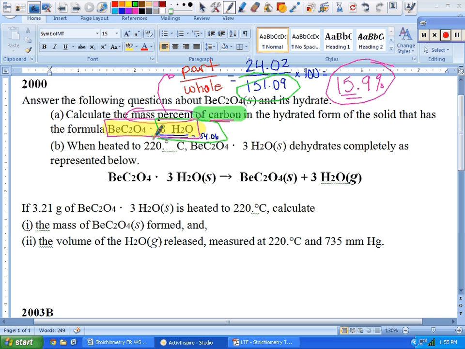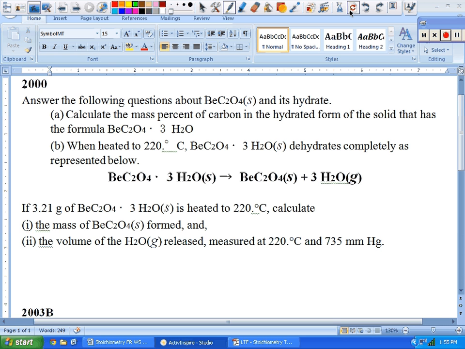Let's move on to part B. When heated to 220 degrees Celsius, beryllium oxalate trihydrate dehydrates completely. As soon as you see the word dehydrates completely, what does that mean? All the water is gone. Every bit of it's gone.